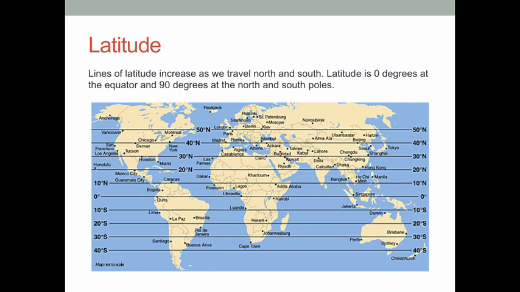So lines of latitude increase as we travel north and south. The latitude is 0 at the equator and 90 degrees at the north and the south poles. Also, sometimes you'll have negative latitude for going south of the equator.